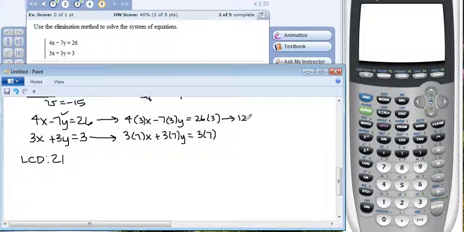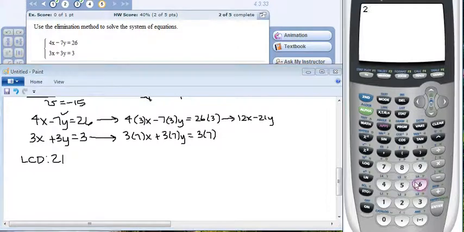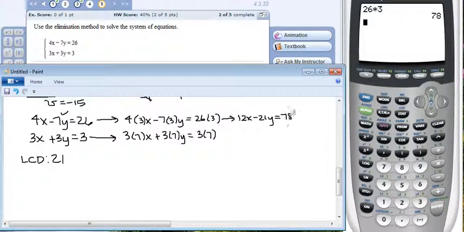So here we have 12x, that's 4 times 3, minus 21y's, and what is 26 times 3? Let's be lazy. 78 is equal to 78. So what we're doing is we're just cleaning it up. 3 times 7 is 21x. 3 times 7 is 21y. 3 times 7 is 21.